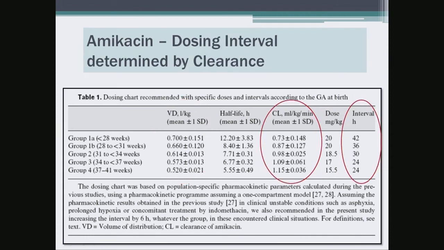The dosing interval of aminoglycosides is specifically related to clearance and GFR. And so the clearance here you can see is the lowest in the smallest premature babies, and therefore they have the longest dosing interval. And again, as you get close to term, the dosing interval goes down.